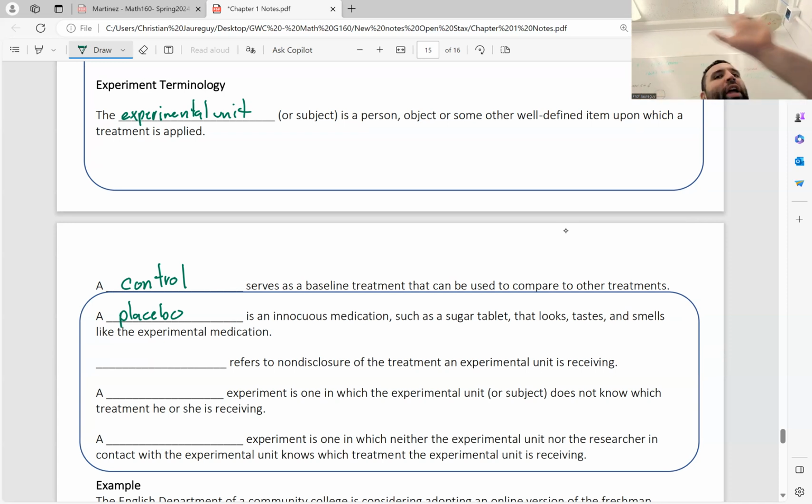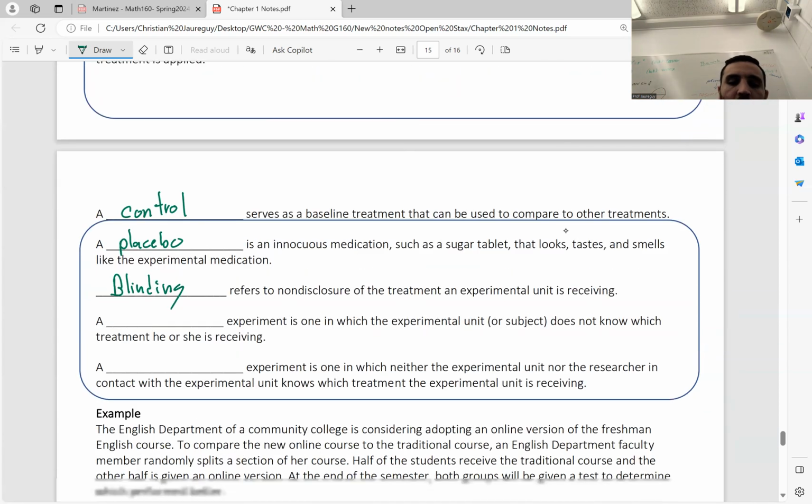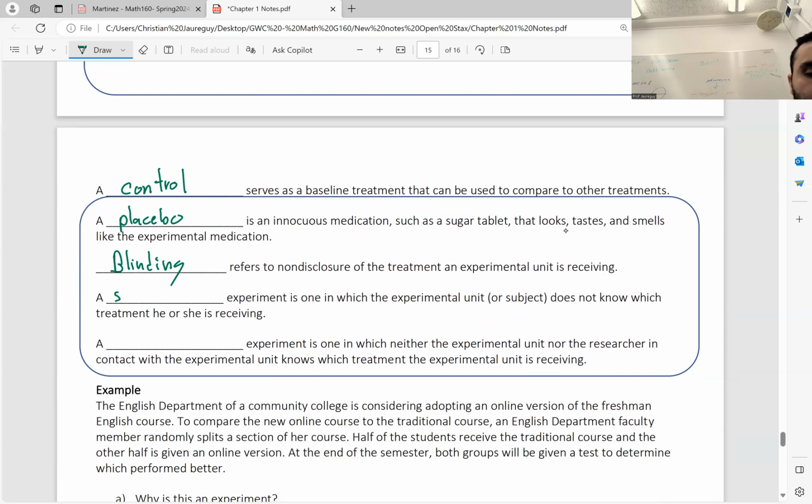So in order to operate in this way, in order to trick your brain, we need blinding. Blinding refers to non-disclosure of the treatment an experimental unit is receiving. A single blind, which pretty much will always happen, is when the unit or subject does not know what treatment he or she is receiving, which makes sense. I can't go to a group of people and say, you get the fake stuff, you get the real stuff, because your brain won't be tricked anymore. So we need the single blind.